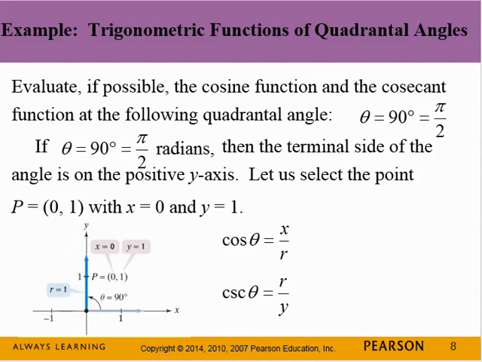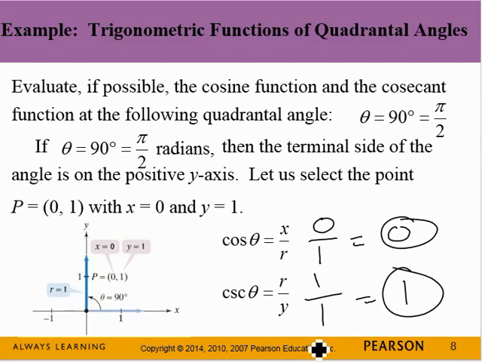So we're going to look at another two. In this case, theta is 90 degrees. So your point is 0, 1, and your r, sorry, I keep calling it radius, your r is 1. So cosine, you have x, which is 0, r is 1. 0 over 1 is just 0, so you are allowed to have that one. And then your cosecant, your r is 1, and your y is 1. So your answer is just 1.